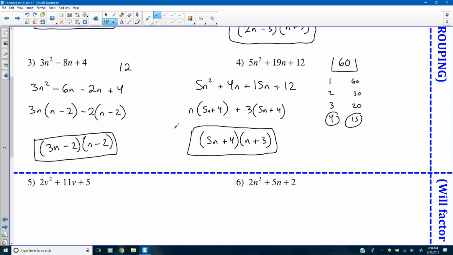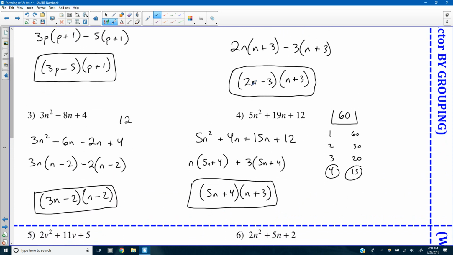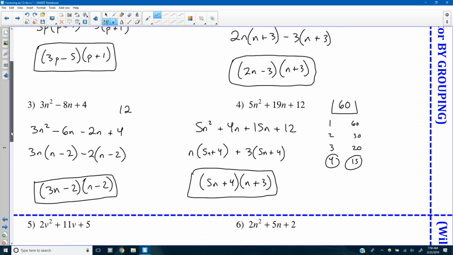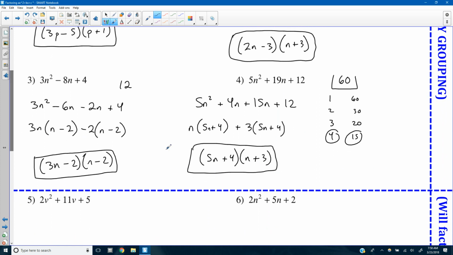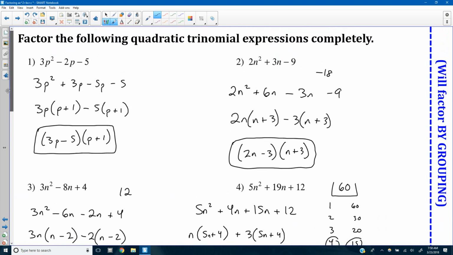I like to write the larger term, the quantity with the larger leading coefficient, first. I just like to. I don't know if the answers do that or not in general, but that's what I like to do. You can write it n plus 3 times 5n plus 4, and nothing changes. There it is. Okay, there's your factoring by grouping.